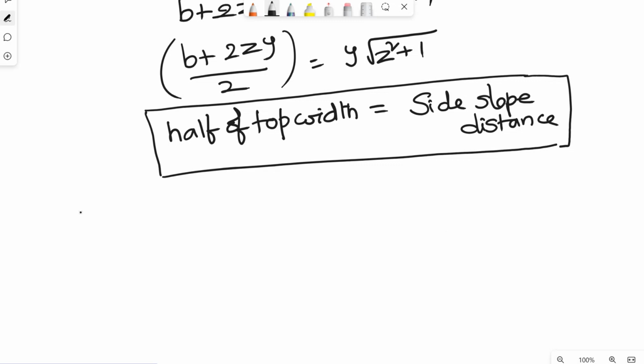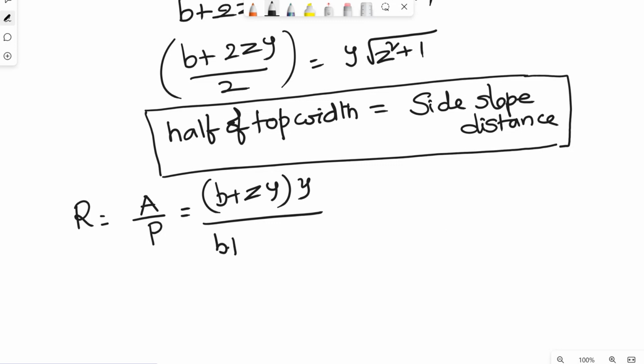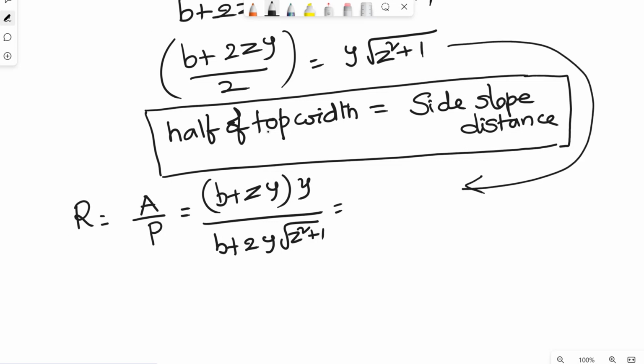Already you know the second is r, or a by p. What is a by p? b plus zy into y divided by b plus 2y into square root of z square plus 1. If I write it like that, what is b? You see the top one. From this, b is equal to 2y into square root of z square plus 1 minus 2zy. Can I write like that?